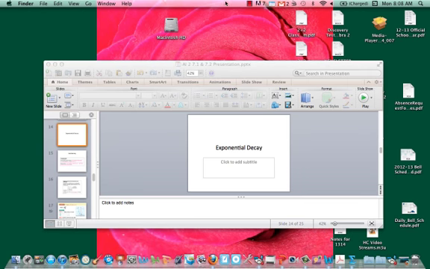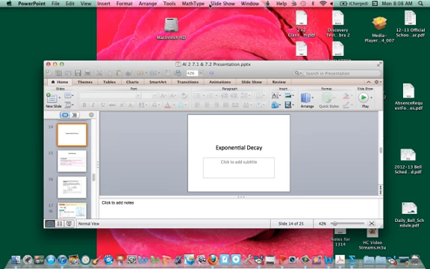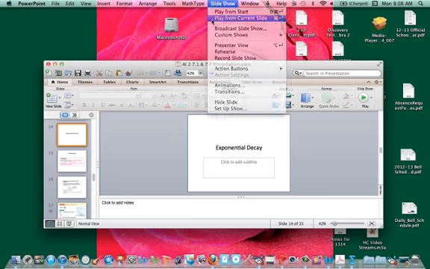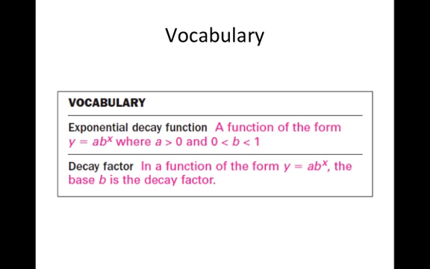Welcome back. Let's talk about exponential decay. An exponential decay function is going to have the same form, y equals a times b to the x.